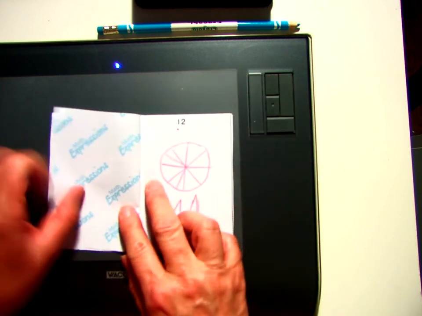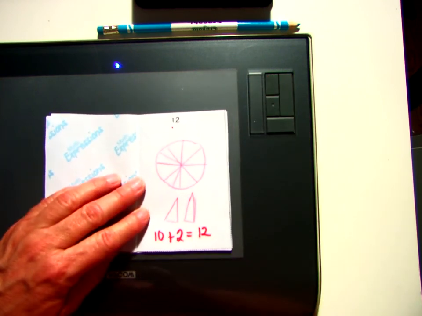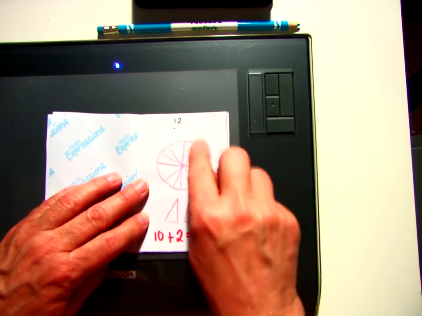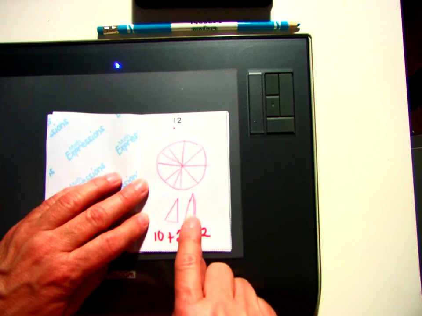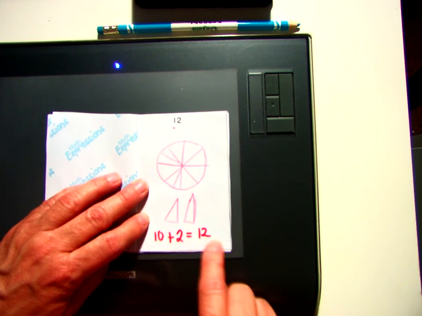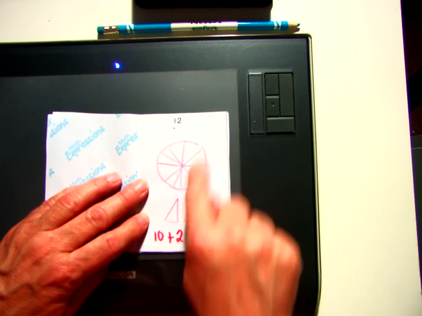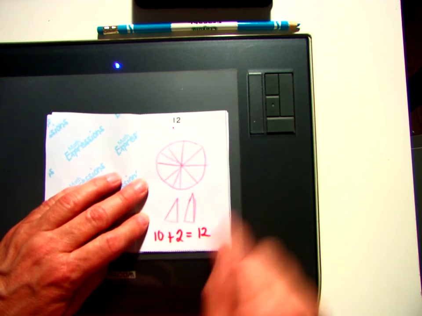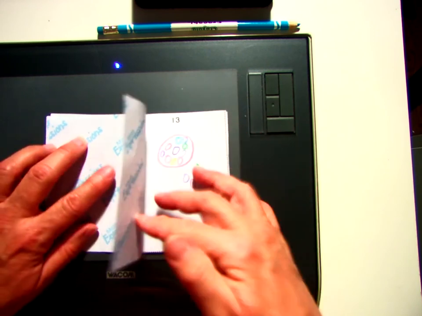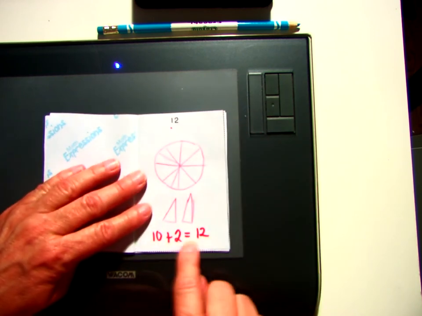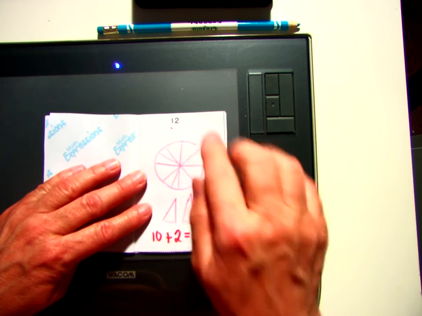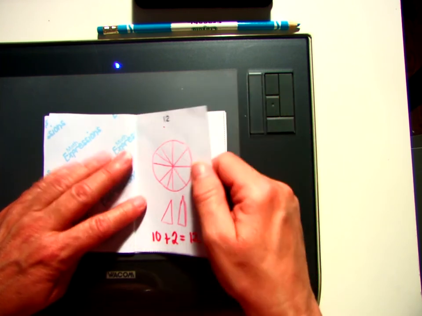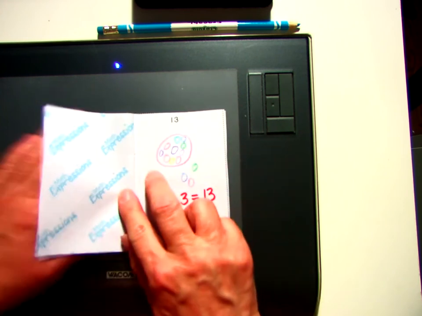Okay. And then here I did a pizza. Well, it's not finished all the way yet, but I did a pizza with 10 pieces. So that's my group of 10. And then here are my single ones. So I have 10 plus 2 equals 12. 10, my one group of 10 and 2 single ones equals the number 12. And you don't have to write the equation down on the bottom as long as you have your group of 10 and your single ones. That's fine. This is a can do. I just thought I'd add it to really make it a good math book.